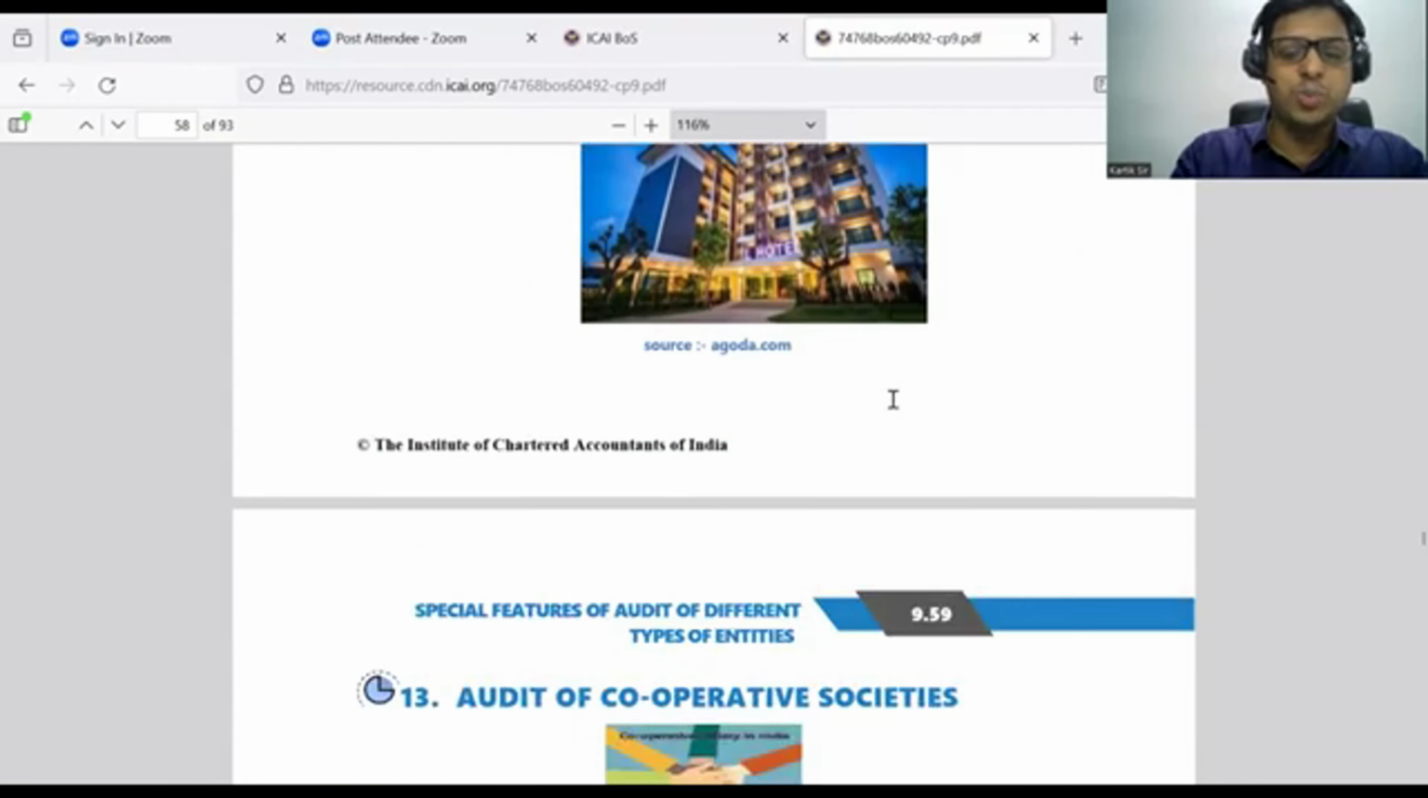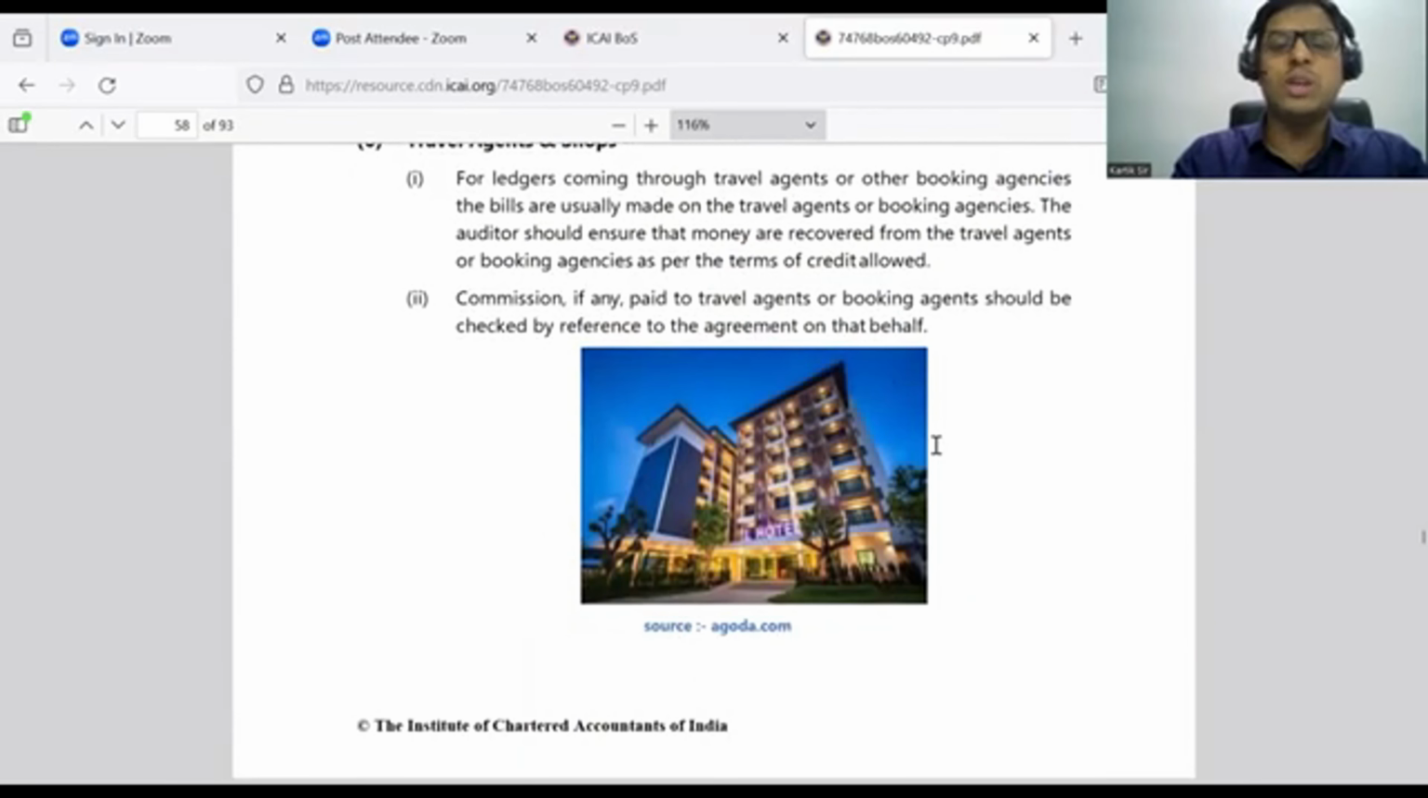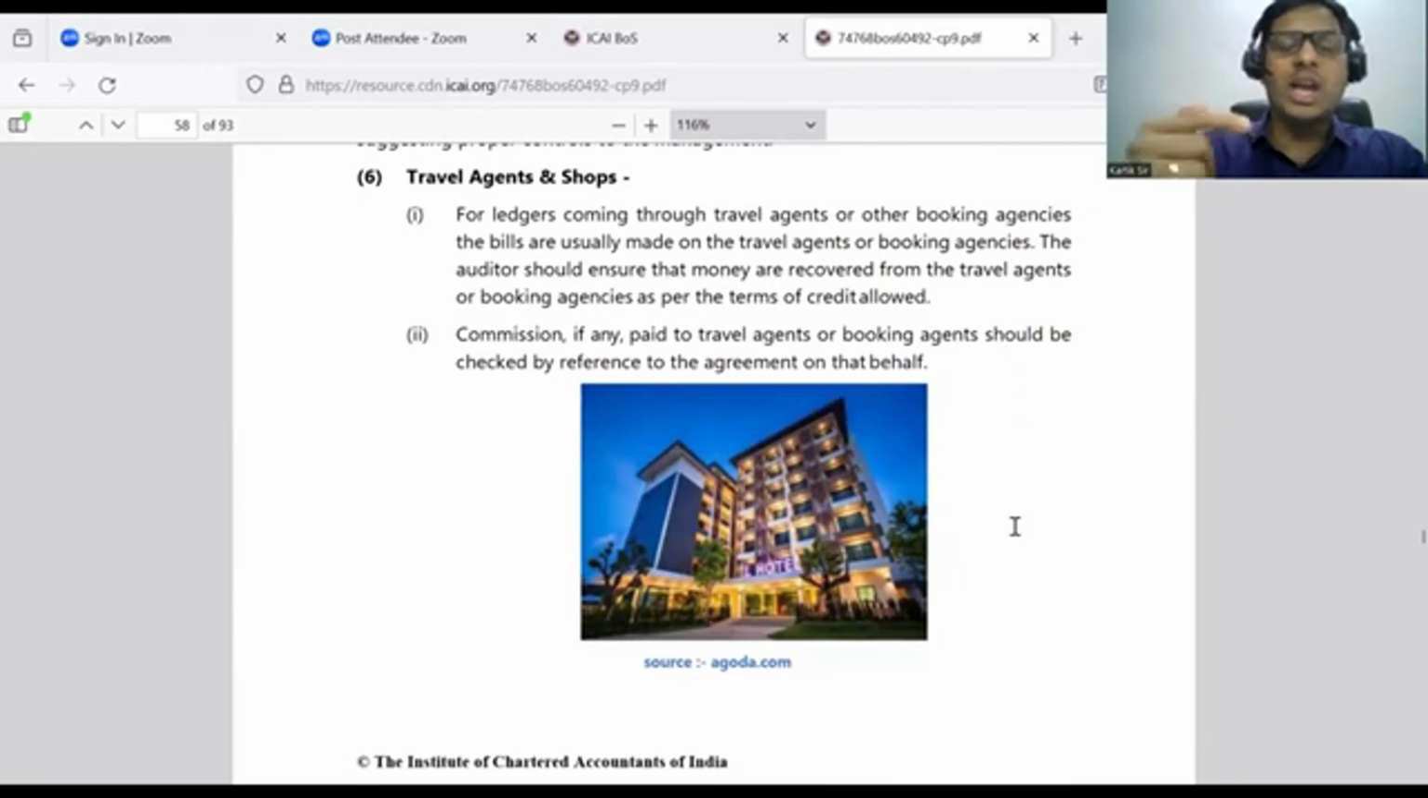That completes, at this point, the audit of hotels. It's a long story, but you have to rerun the story again and see how the points are connected to it. Simple matter. Okay? That completes this matter here.